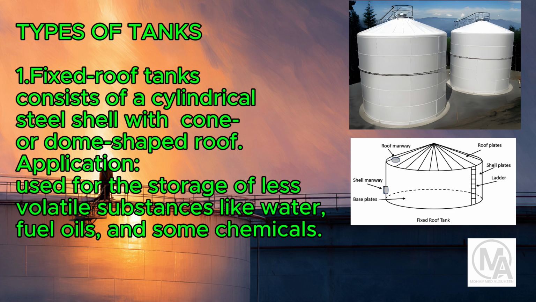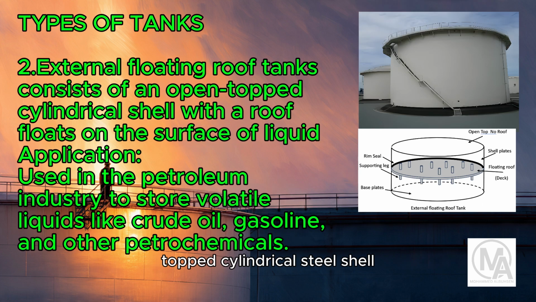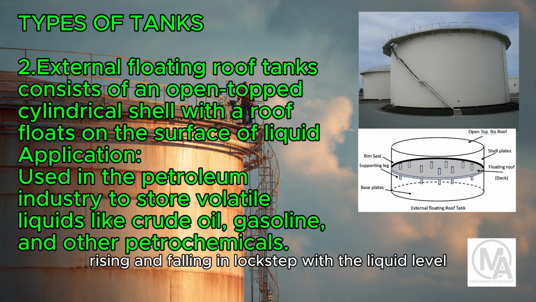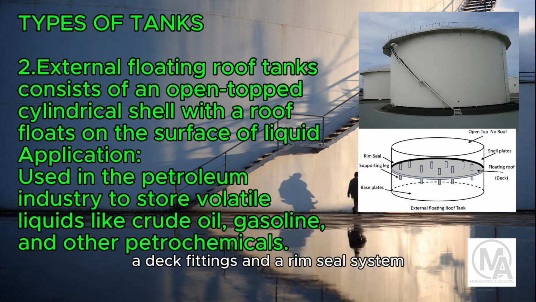Fixed roof tanks are typically used for the storage of less volatile substances like water, fuel oils, and some chemicals. A common floating roof tank is built out of an open-topped cylindrical steel shell with a roof that floats on the surface of the stored liquid, rising and falling in lockstep with the liquid level. A floating roof is composed of 3 components: a deck, fittings, and a rim seal system.